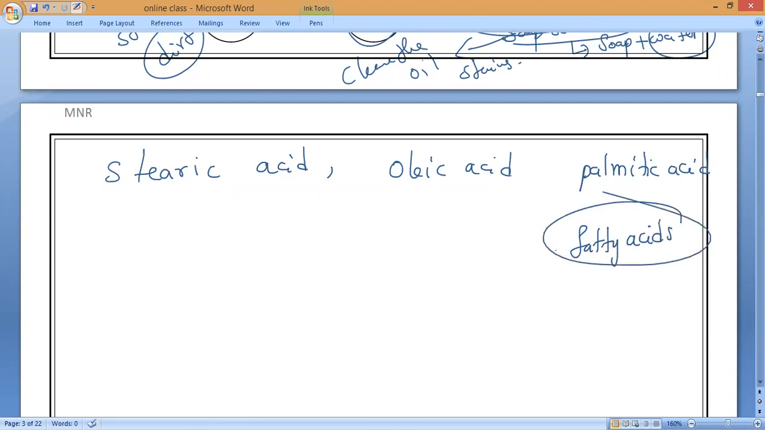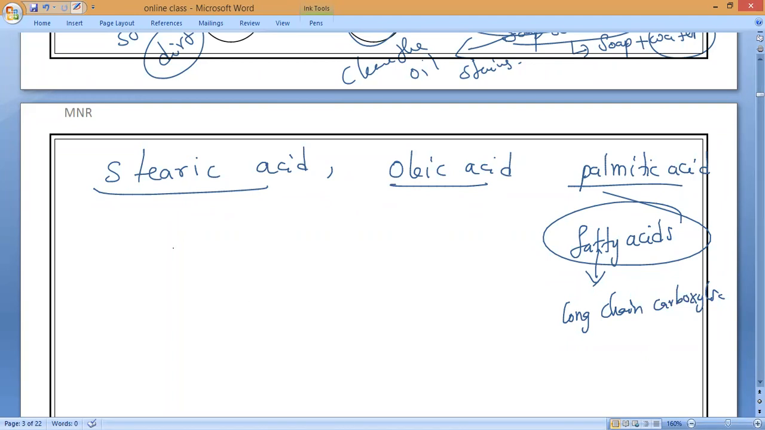These are fatty acids, or we can say long chain carboxylic acids. These are the acids we use: stearic acid, oleic acid, and palmitic acid. That is why these soaps may be sodium stearate, sodium oleate, or sodium palmitate.